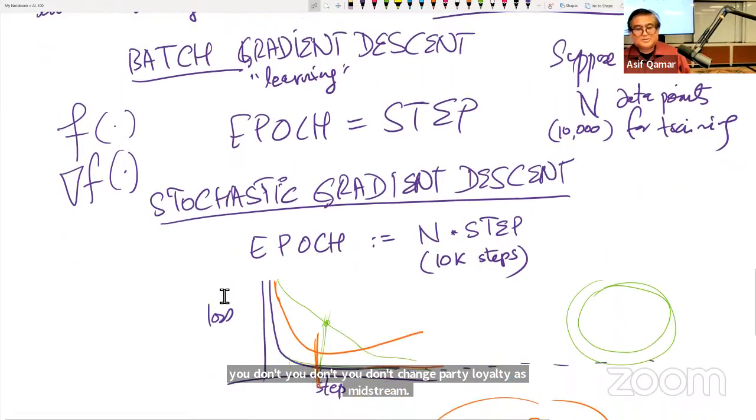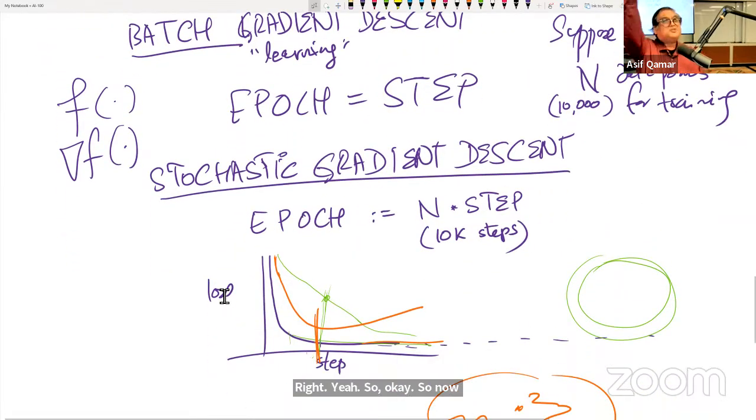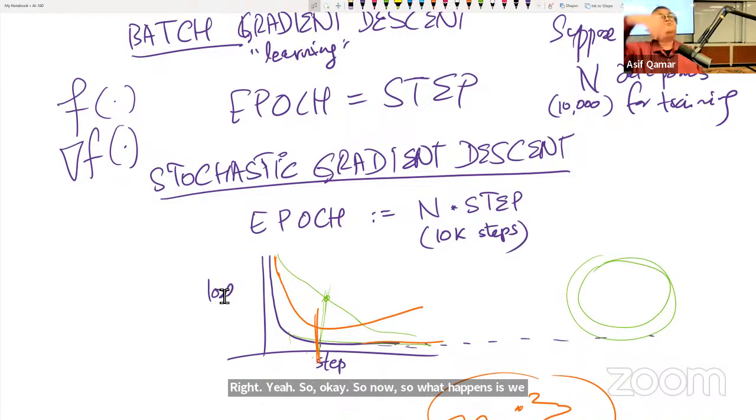So now what happens is we realize that batch gradient descent has a problem. You have to wait a very long time to run just one step, because one step is a whole epoch. And God forbid, these days the data set sizes are 100 billion instances and whatnot.